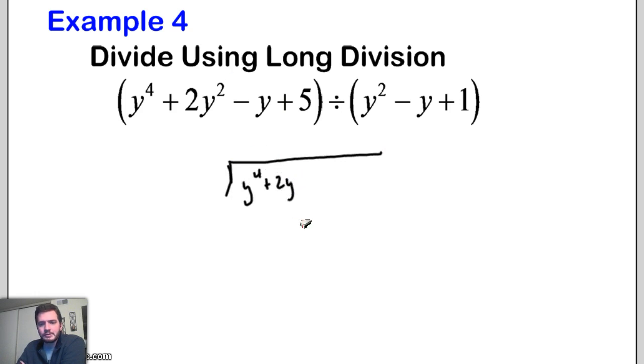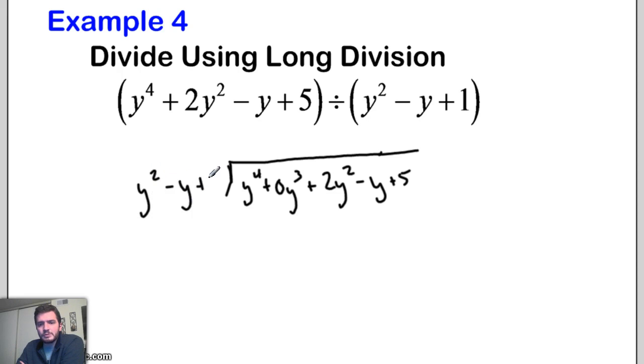Nope, I forgot. I literally just said I was going to leave a space and then I didn't. So this will be plus 0y cubed plus 2y squared minus y plus 5. Again, nothing's changing. I'm just adding a term in here to help me remember that there's supposed to be a term here. Okay, so then I'm dividing by y squared minus y plus 1.